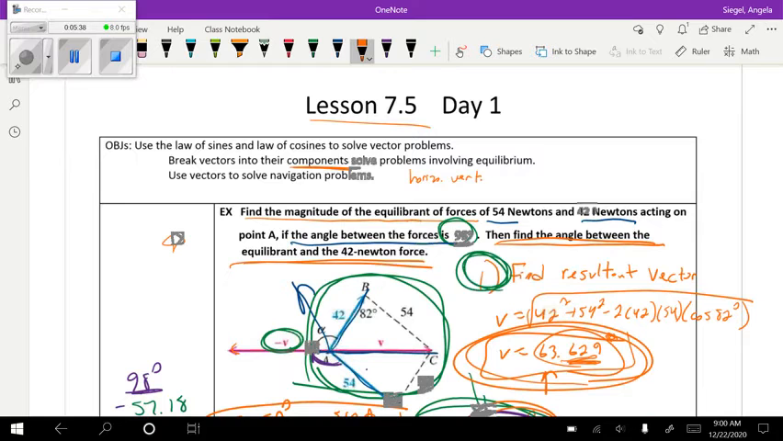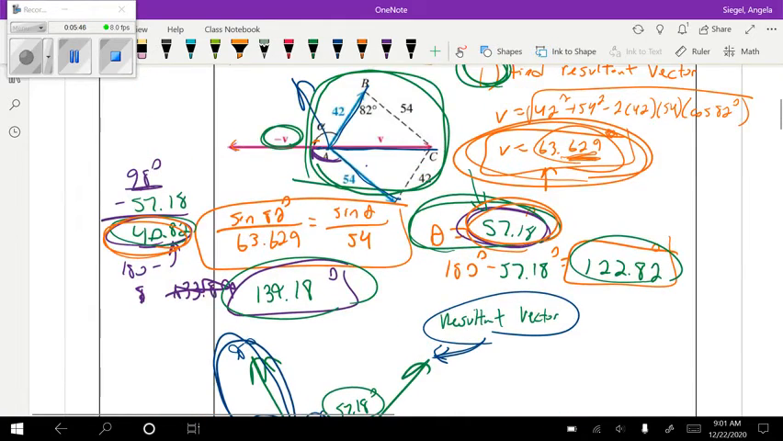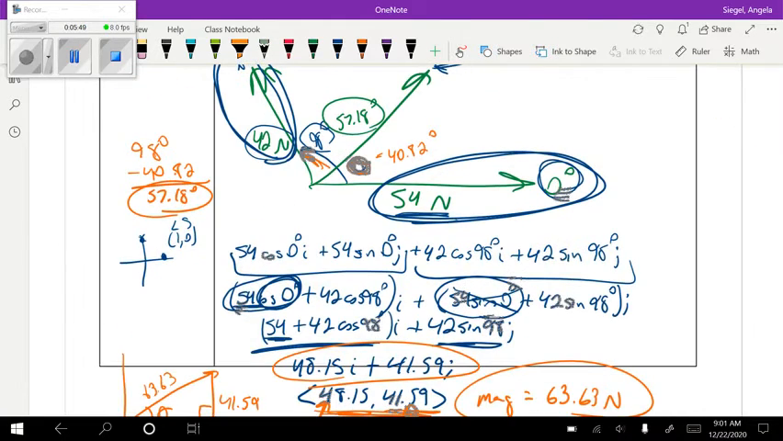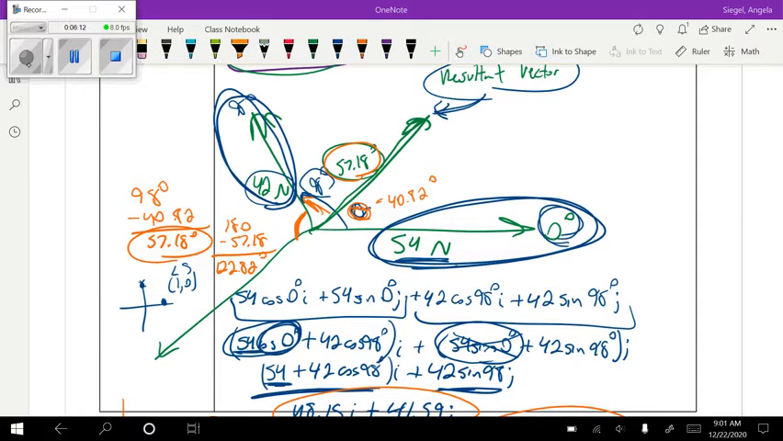So then find the angle between the equilibrium and the 42 Newton force. We're going to have to visualize what that means because our picture looks different than it did up here. So if this is that vector that we found, remember the equilibrium vector is going back this way. So if we found that this angle right here is 57.18, then we just need to find this angle. So I'm just going to take 180 minus 57.18, and I end up getting 122.82 degrees.